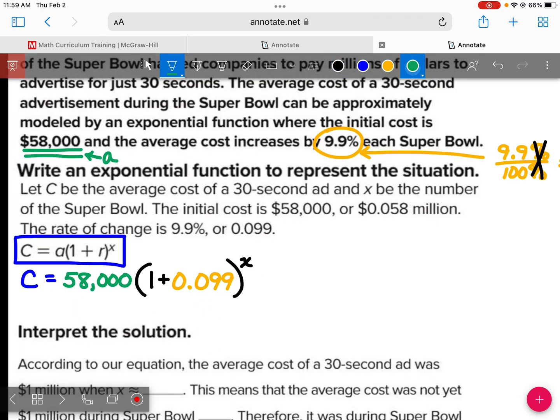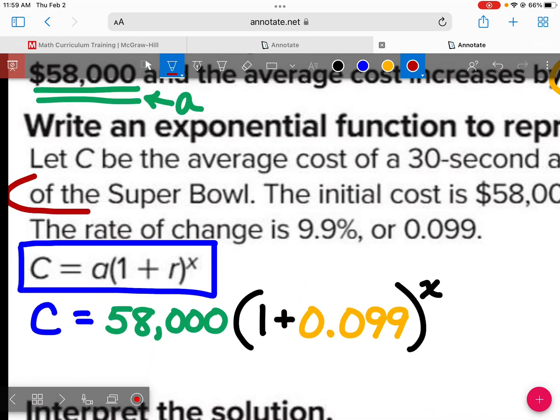We don't have a t anymore. Why did they use x? What is that meaning? Look at the text just above it. C is the average cost of a 30-second ad, and X is the number of the Super Bowl. Does anybody know what the number of the Super Bowl coming up is? I don't know off the top of my head either. I know we're well past the first Super Bowl, but not all the way to the 100th yet. I think it's 50 or 60 something. I'll have to look it up. So X is the number of the Super Bowl.